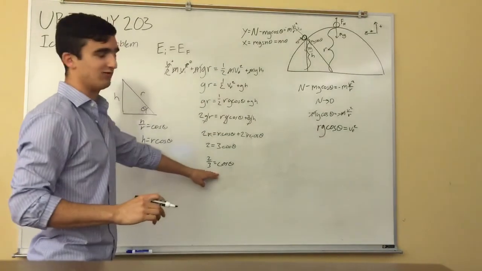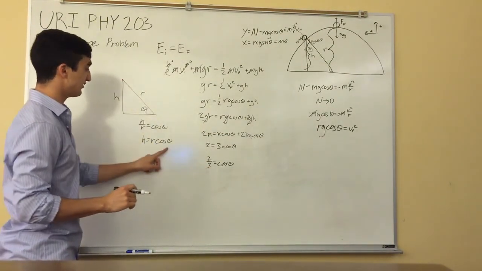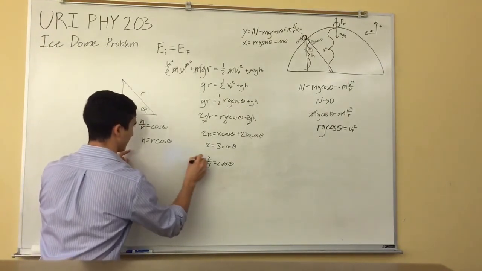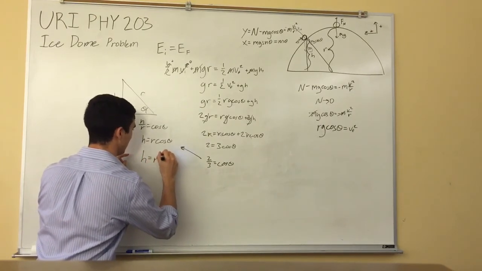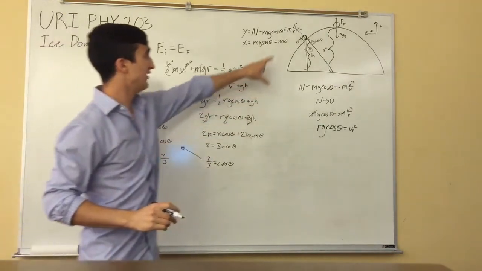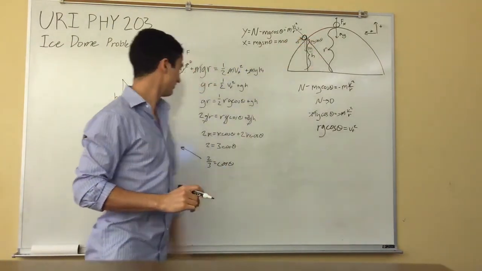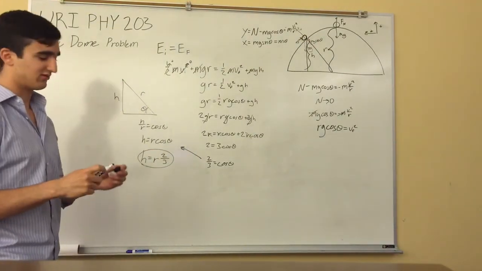Now, what does this really mean? What's the significance of this? Well, if you come back to this right here and plug this back into here, we know for a fact now that h is equal to r times 2 over 3. Or the height is 2/3 of the original radius. And that's it. Now you know the height at which they don't touch anymore.